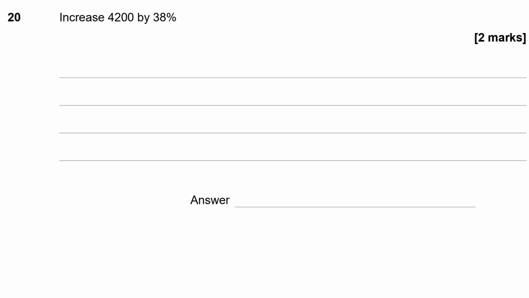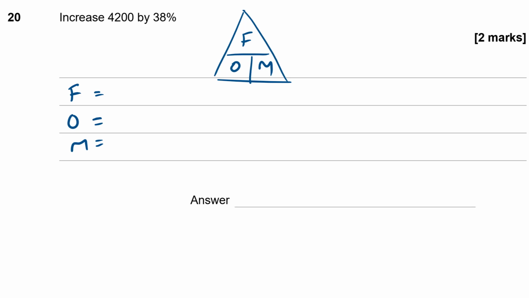Question 20. Increase 4,200 by 38%. Okay, now I use a handy triangle for percentages. Final, original, multiplier. So what have I got? I've got F, O, M to find then. My final is what I want to find. My original is what I'm starting with. That is 4,200. And what's my multiplier here?